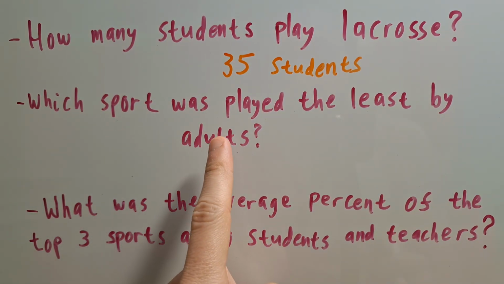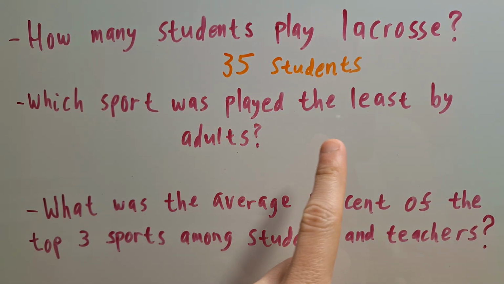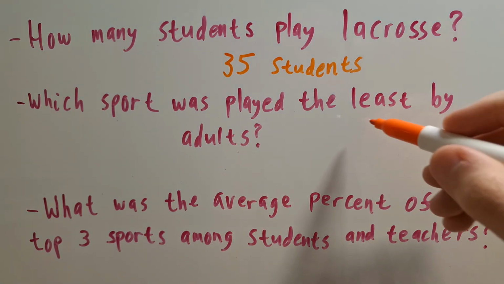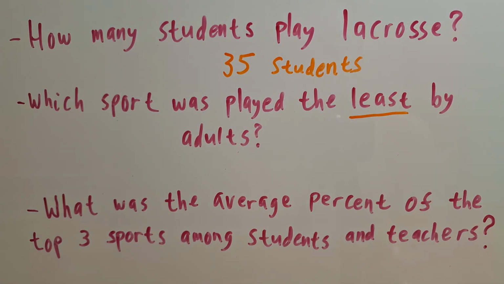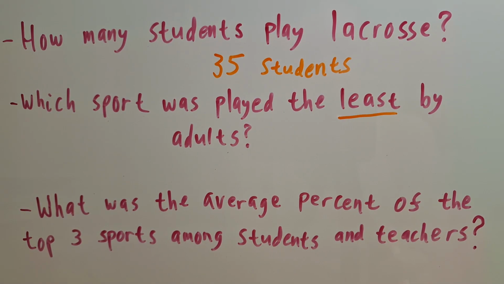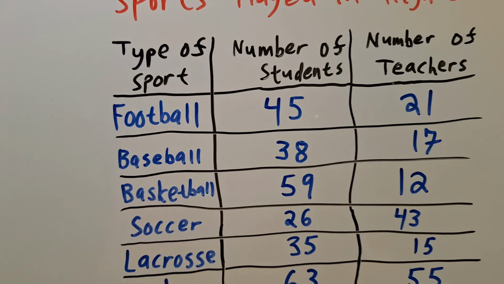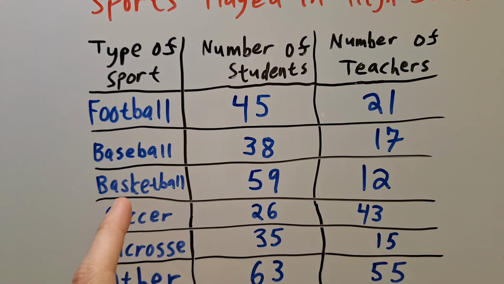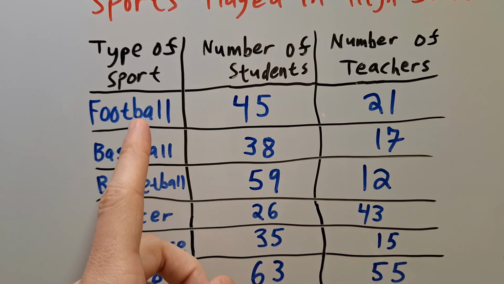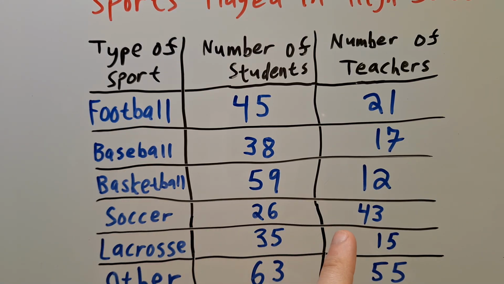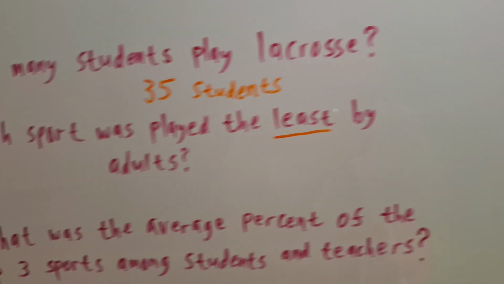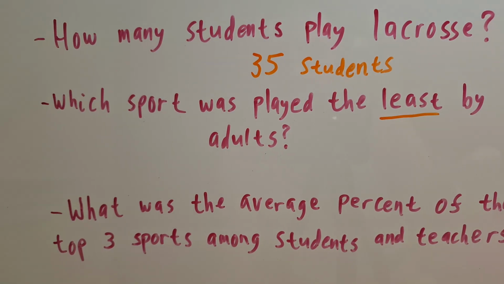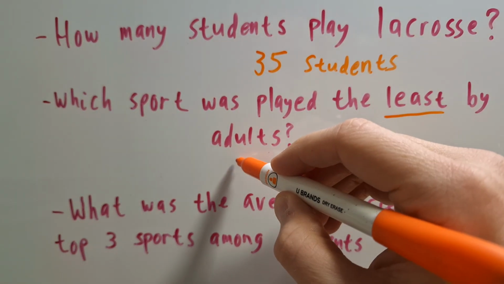This says, which sport was played the least by adults? So I emphasize the word least here. So now we're going to go to the teachers column. And we go and look at each of these results, and we say that the least played sport was basketball with a total number of 12. So here we'll say basketball.